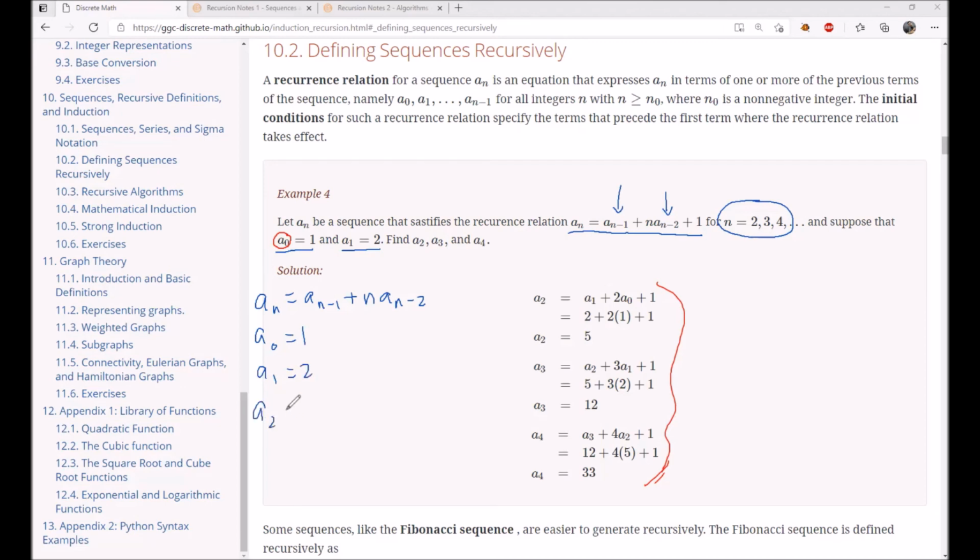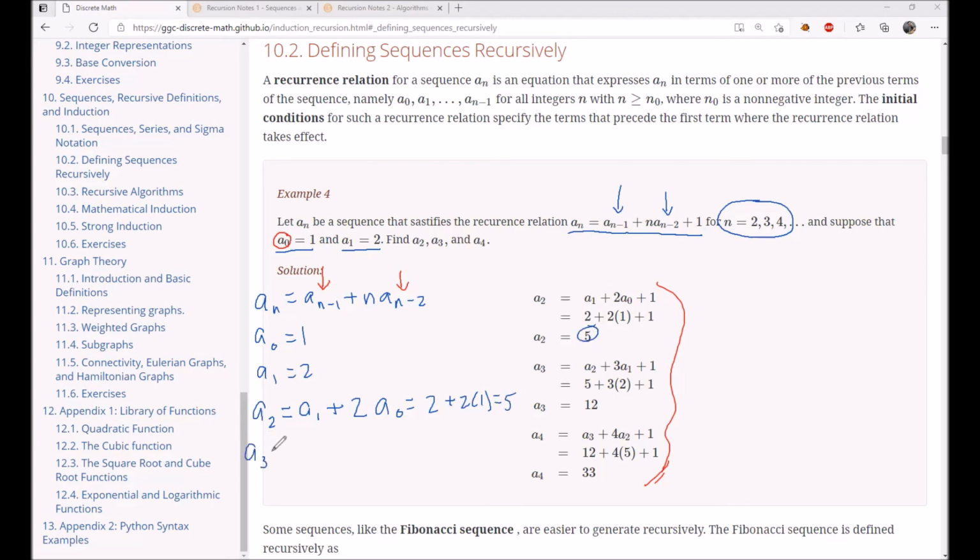Think about how the sequence is defined. a_n is defined as the one right before it, a_{n-1}, plus n times the one that came 2 before it. So a2 would be a1, the one that comes right before it, plus my n term is 2 because that's where I'm at. So this would be 2 times the one that came twice before it, which is a0. So that's going to give us 2 plus 2 times 1, which is just 5. And you can see that right there.